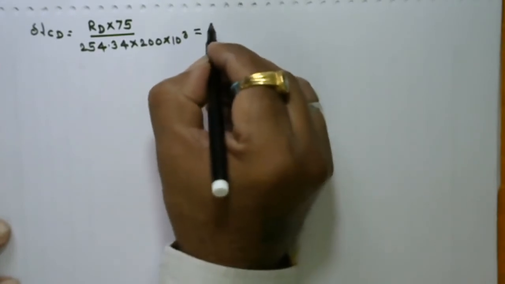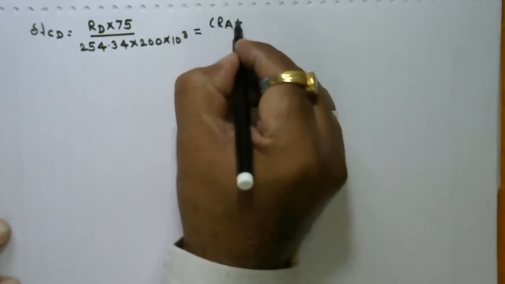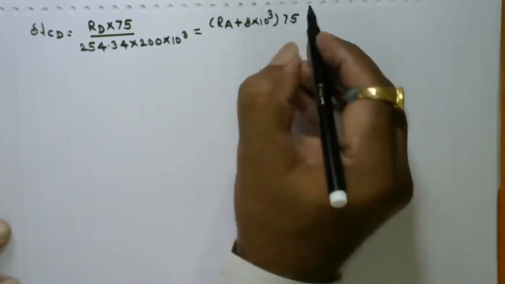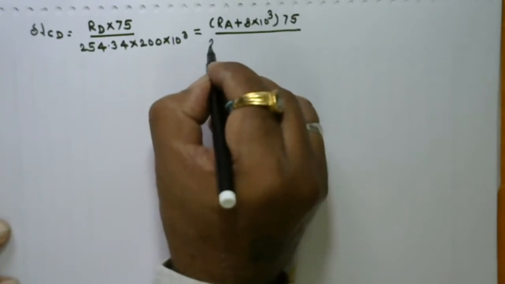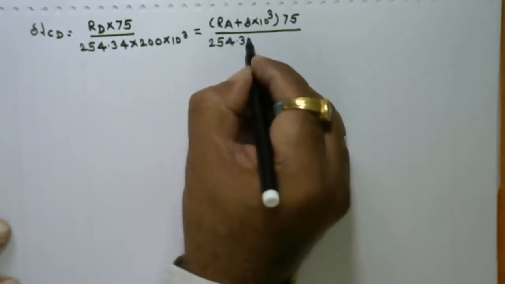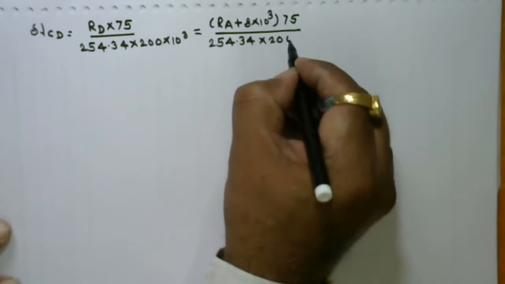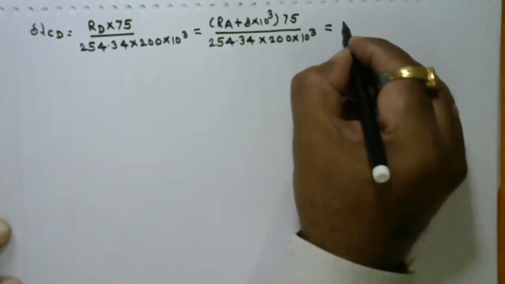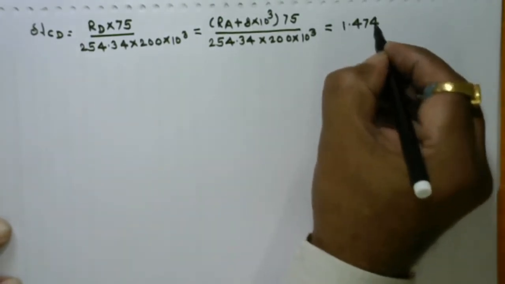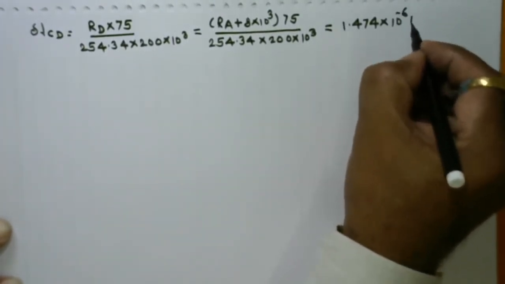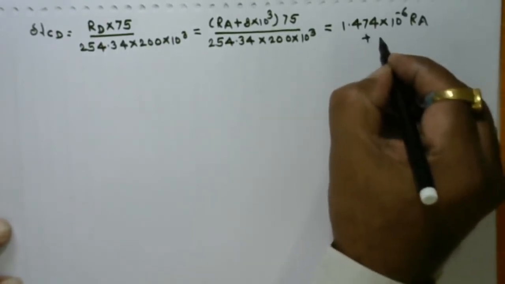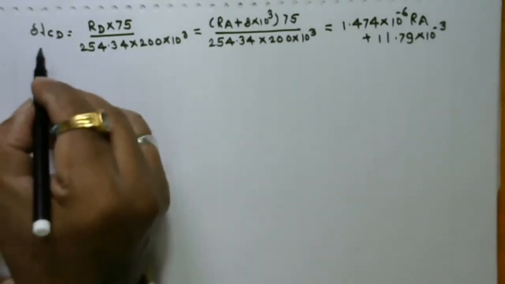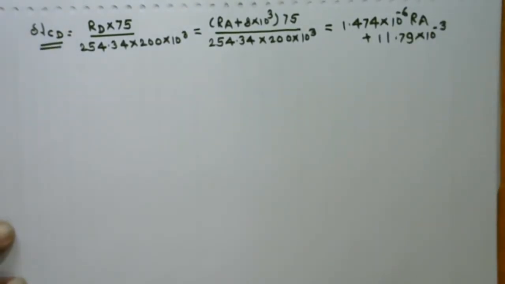So here RD is equal to, you may put RA plus 8 into 10 raised to 3 into 75 divided by 254.34, 200 into 10 raised to 3. Do these calculations. After that you will get 1.474 into 10 raised to minus 6 RA plus 11.79 into 10 raised to minus 3, the value of delta LCD.